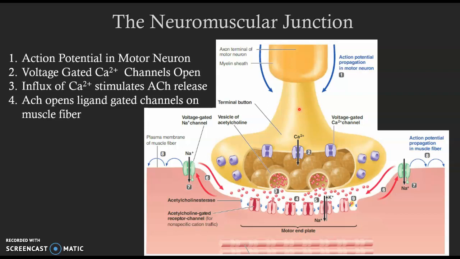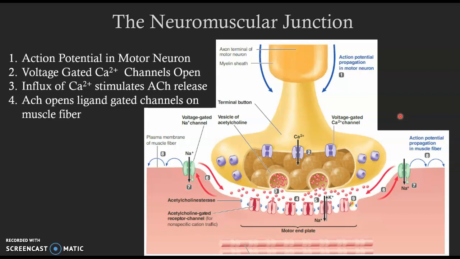That terminal button is where we see all of this in here. And on the outside, on the membrane of this terminal button, we have these calcium channels. Now the calcium channels are voltage-gated channels. So as that action potential propagates down the motor neuron, it's what's going to actually activate those calcium channels to open. And when those calcium channels open, there's an influx of calcium into that terminal button of the axon.